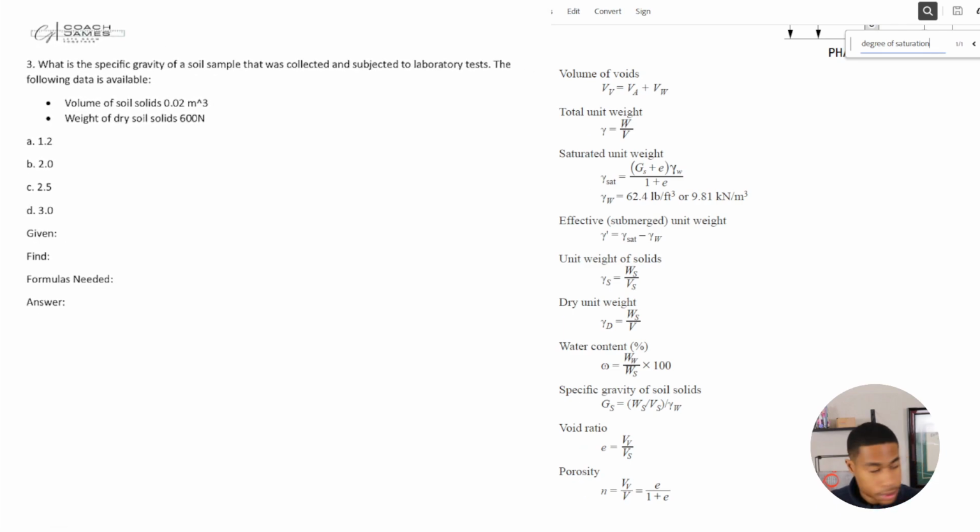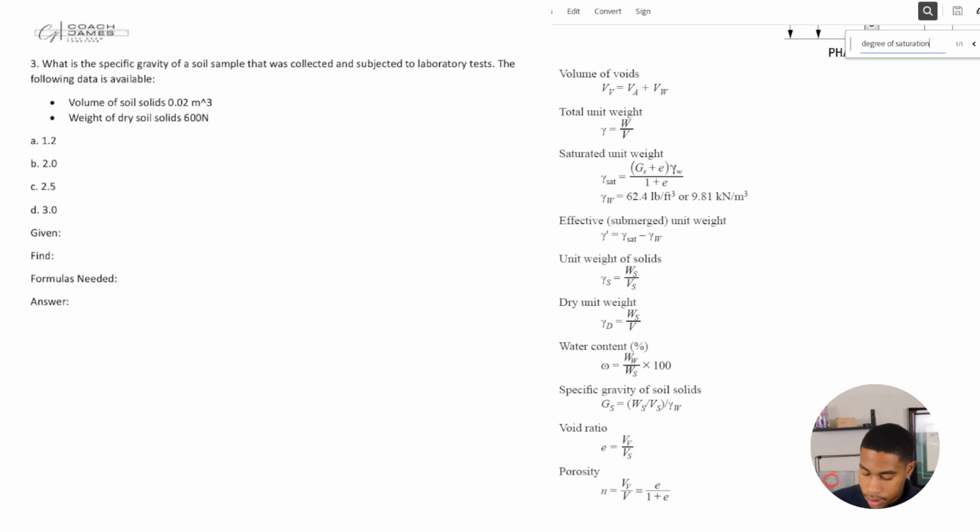Let's look at number 3. So this one says, what is the specific gravity of a soil sample that was collected and subjected to laboratory tests? The following data is available. You've got the volume of soil solids is 0.02 meters cubed. You have the weight of dry soil solids, which is 600 newtons. Okay.